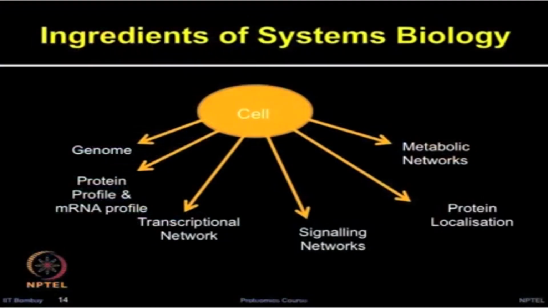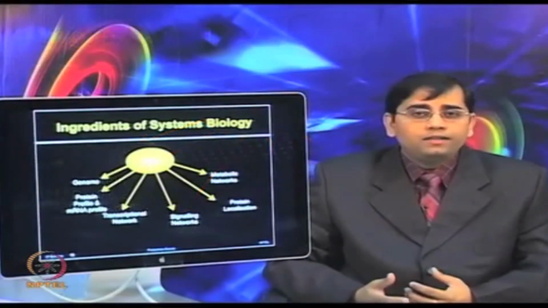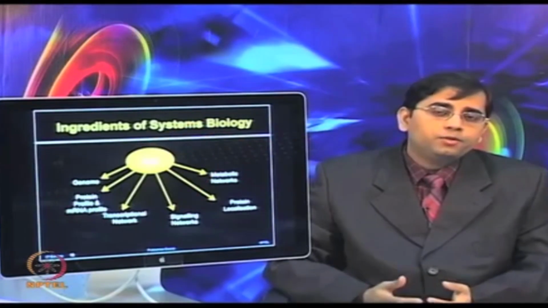The various ingredients of systems biology. For example, if you are studying a cell and the system's behavior, one needs to look at the genome, its transcriptome profile, proteome profile, how protein, DNA and different types of transcriptional networks are altered, protein-protein signaling networks, multimeric complexes, how they are formed, how protein is localized in the intracellular dynamics, and metabolic networks. So, all of these are ingredients of studying a system.